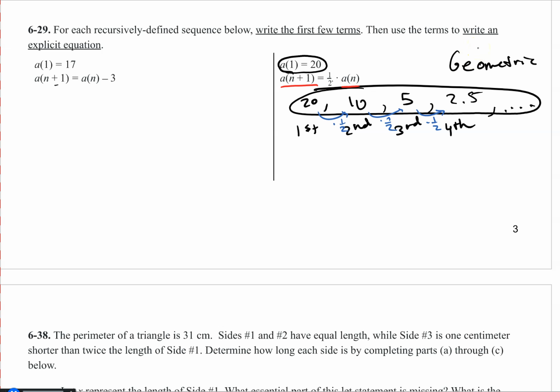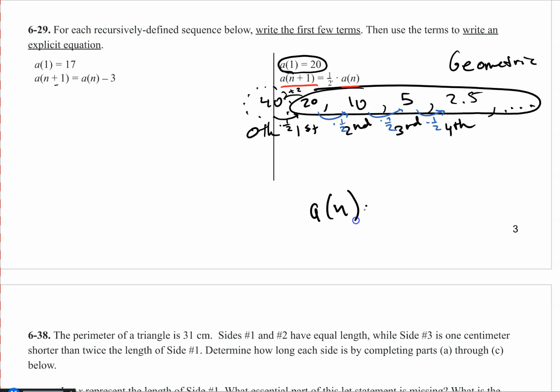Okay, so that's what we were supposed to do first, write the first few terms, and then write an explicit equation. To write an explicit equation, we need a zeroth term. And so the zeroth term, half of what number is 20? It'd be 40, right? 40 divided by 2, or 40 times a half, is 20. So that's my zero term. Easy way to do it is just multiply by 2. 20 times 2 is 40.